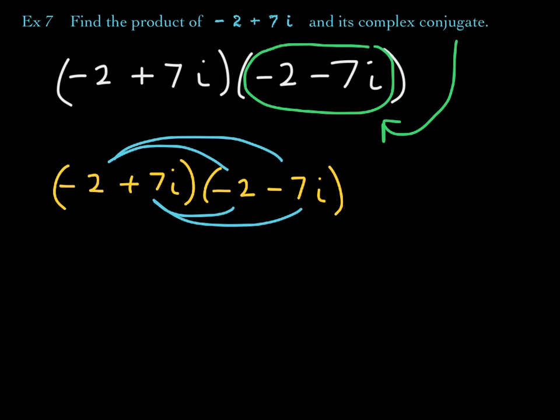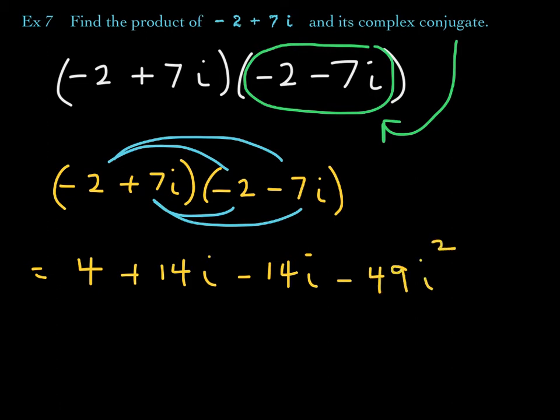All right, so let's distribute. And the reason why we're doing this is because I really want you to take special note of what our answer is going to be. Negative 2 times negative 2 is positive 4. Negative 2 times negative 7i is positive 14i. And then positive 7i times negative 2 is negative 14i. 7i times negative 7i is negative 49i squared.